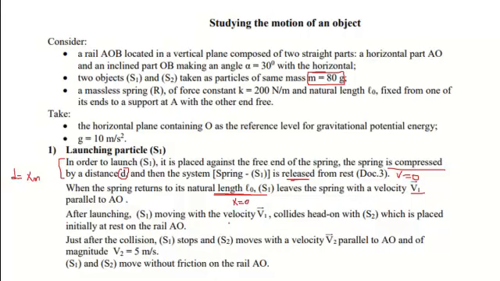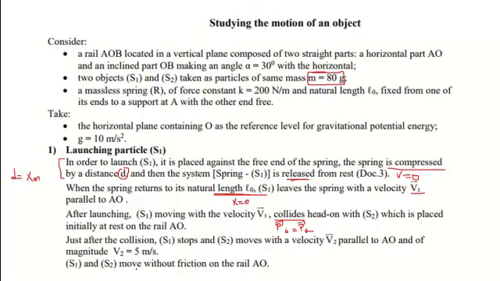After launching, S1 moving with the velocity V1 collides head on with S2, which is placed initially at rest. So we had S2 initially at rest, and then it collides. When I say collision, this means I must have P before the collision equal to P after the collision. We have the conservation.